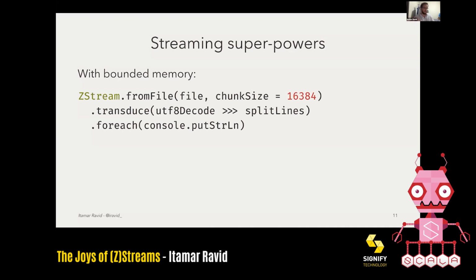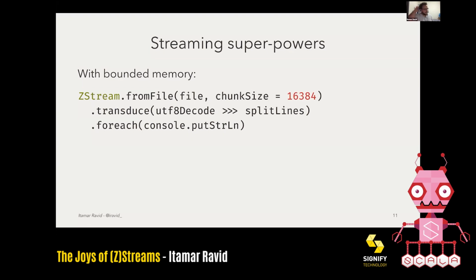Each string is a different line in the file. Now, once we have a stream of strings, it's pretty easy to start composing it with other transformations or with different streams. And ZStream provides extremely rich compositional opportunities.